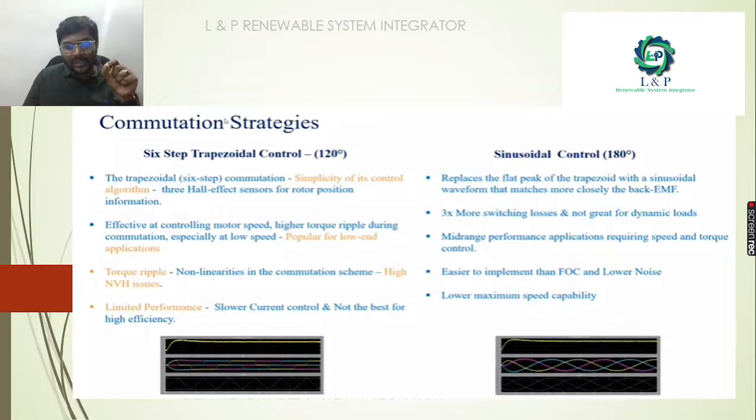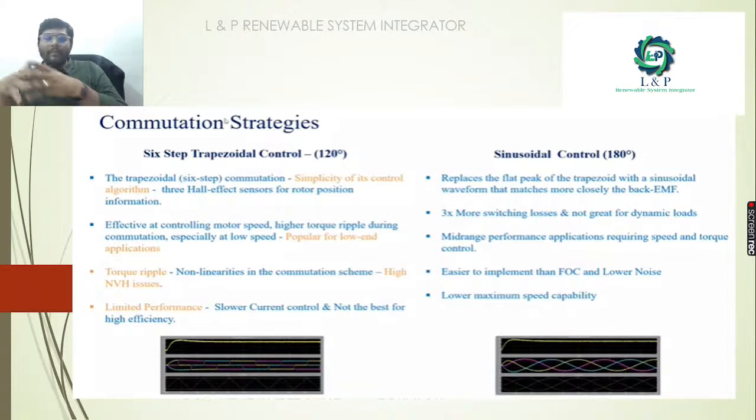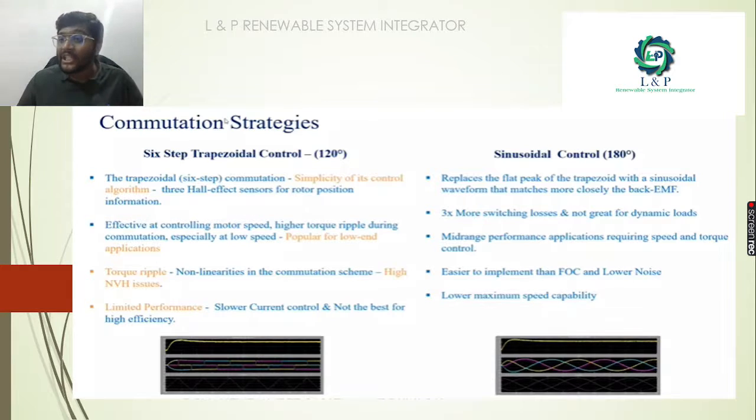But for trapezoidal control we have a torque ripple issue, and it also has limited performance. For sinusoidal we have good performance, but the only thing is that it has a lower maximum speed capability. It is easy to implement field control, and we can reduce the noise in the sinusoidal.